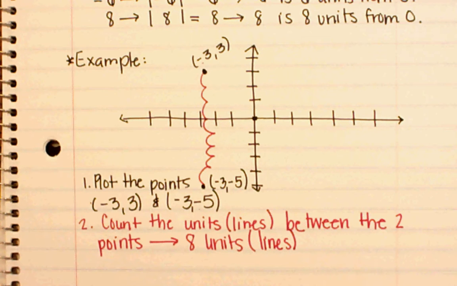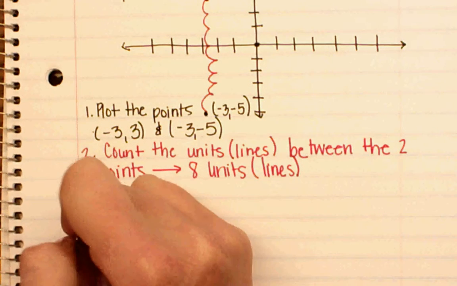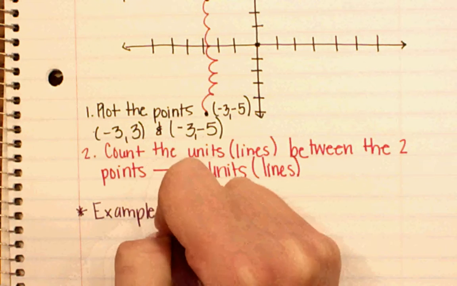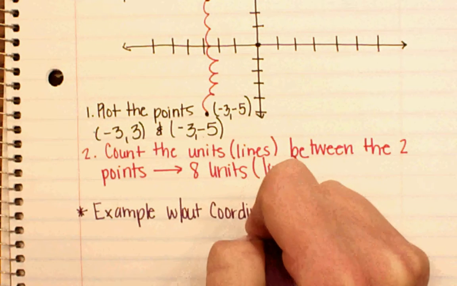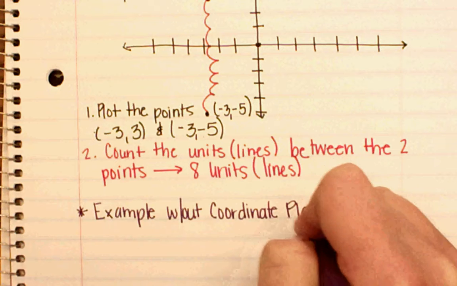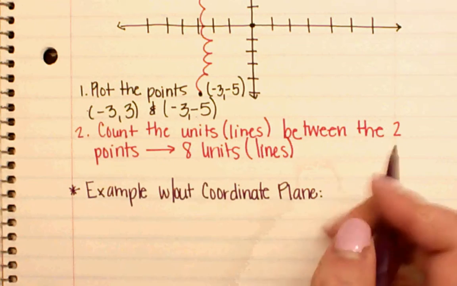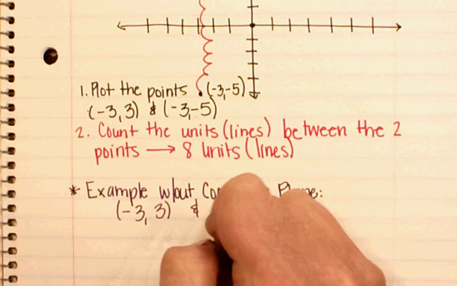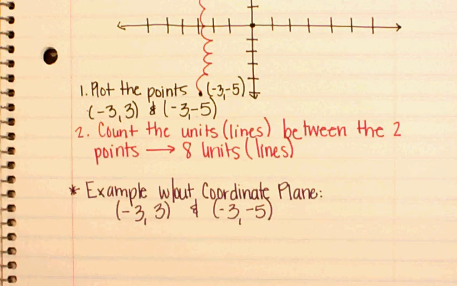Now there is a way to do it without a coordinate plane. So if you don't have a picture and they just give you 2 points, I'll show you how to do it. So this is the example without a coordinate plane. When you have it without the coordinate plane, we'll use the same numbers, (-3, 3) and (-3, -5). We're going to do it with the same numbers so you can see that it works.